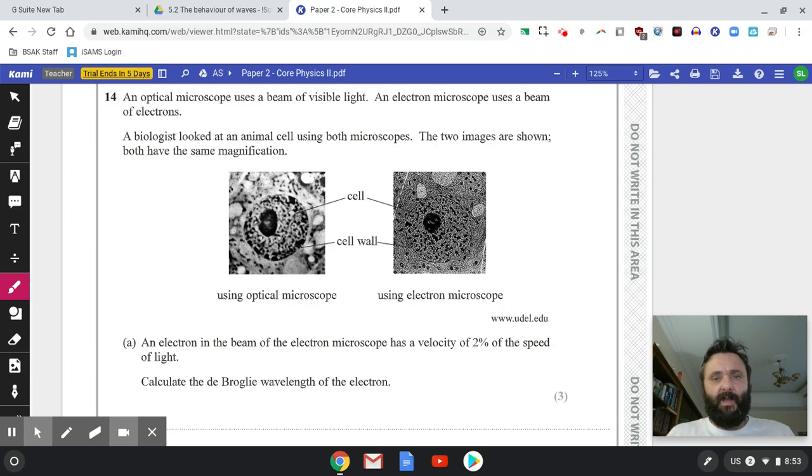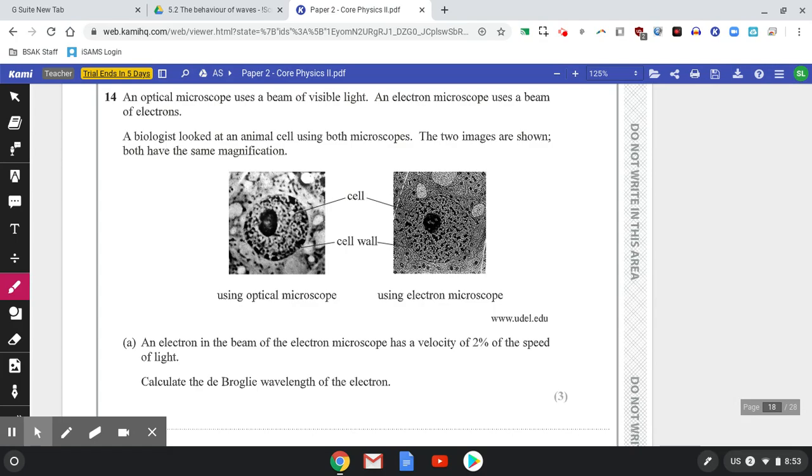Question 14, wave-particle duality and the de Broglie wavelength equation. An optical microscope uses a beam of visible light. An electron microscope uses a beam of electrons. Right, we have a biologist who looked at an animal cell using both microscopes. The two images are shown.